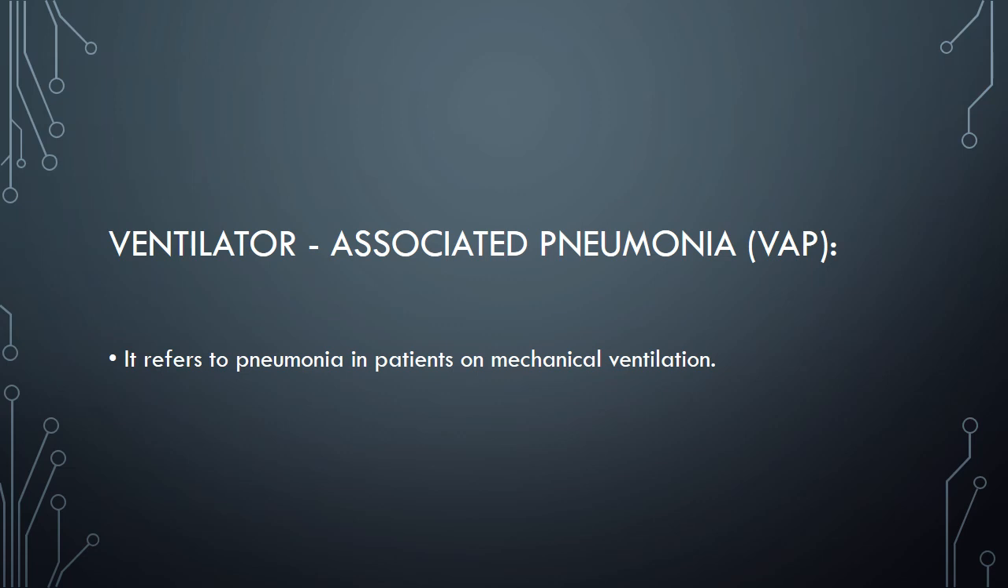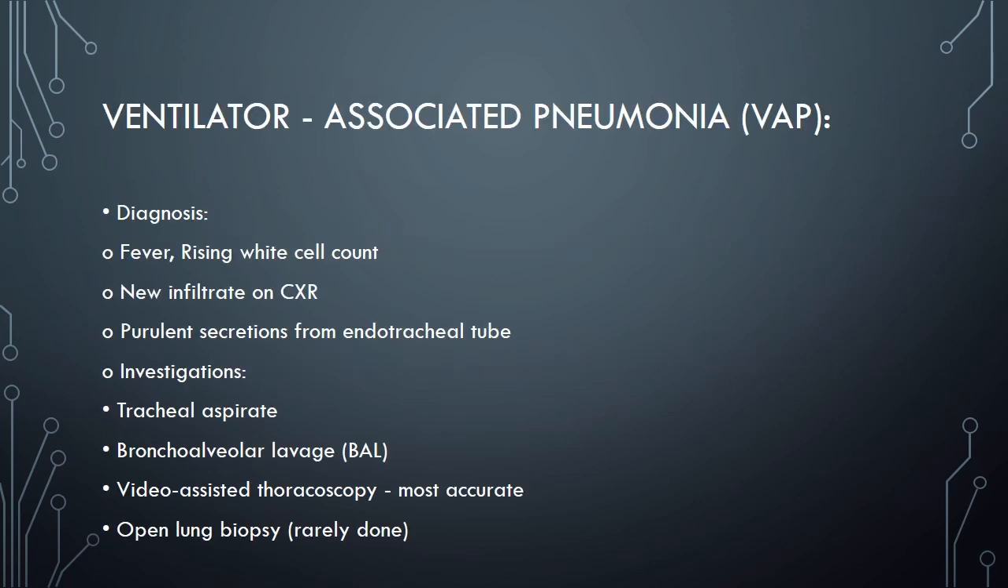Ventilator associated pneumonia refers to pneumonia in patients on mechanical ventilation. Patients on mechanical ventilation are at increased risk for developing pneumonia because there is impaired mucociliary clearance of the respiratory tract because they cannot cough, and there is positive pressure which impairs the ability to clear colonization. So the patient with ventilator associated pneumonia will have fever, rising white blood cell count, new infiltrates on the chest x-ray, purulent secretion from endotracheal tube.